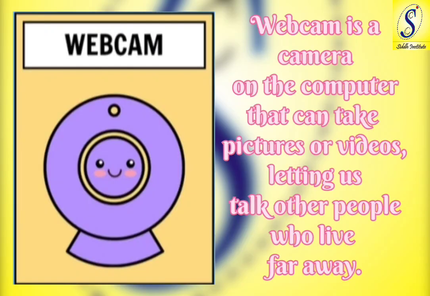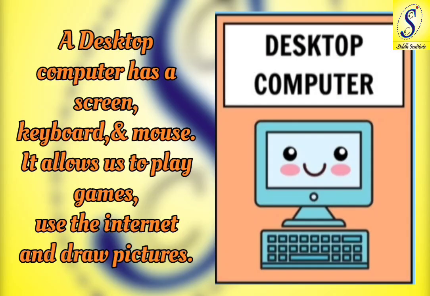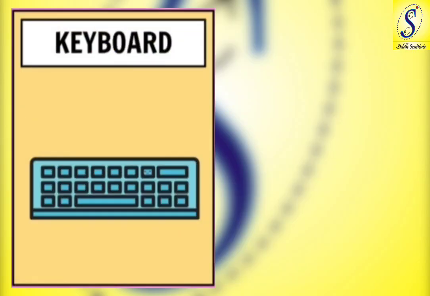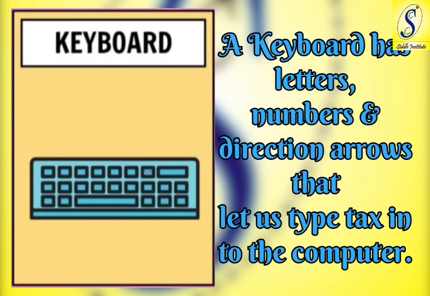A webcam is a camera on the computer that can take pictures or videos, letting us talk to other people who live far away. A desktop computer has a screen, keyboard, and mouse. It allows us to play games, use the internet, and draw pictures. A keyboard has letters, numbers, and direction arrows that let us type text into the computer.